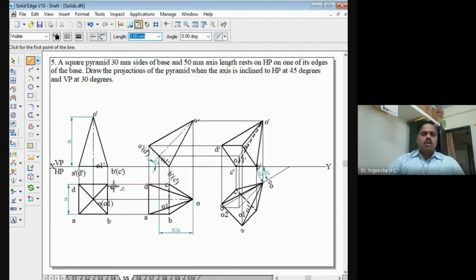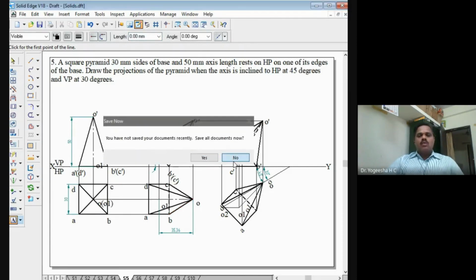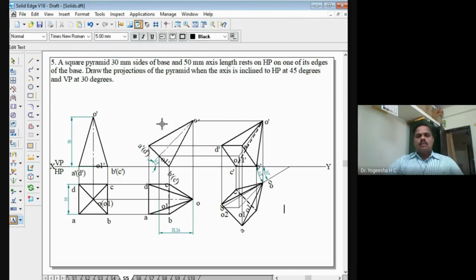We have drawn the solution such that the square pyramid is resting with one of its base edges on HP and the axis is inclined to HP at 45 degrees and VP at 30 degrees. We have found the beta angle here. The value of the beta angle we have to write here. So we'll write here beta. For writing the beta, we'll change the font to symbol font now. And I'll type B here. Beta symbol will come. Beta is equal to 45.